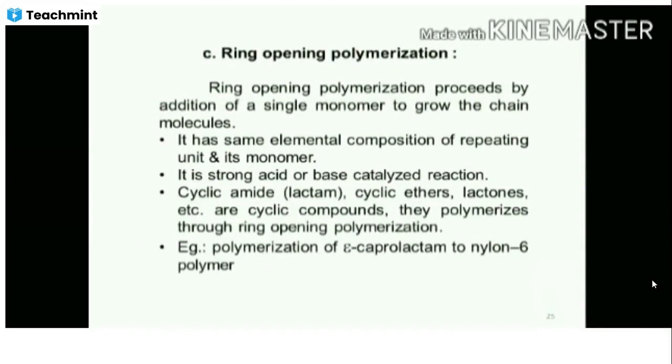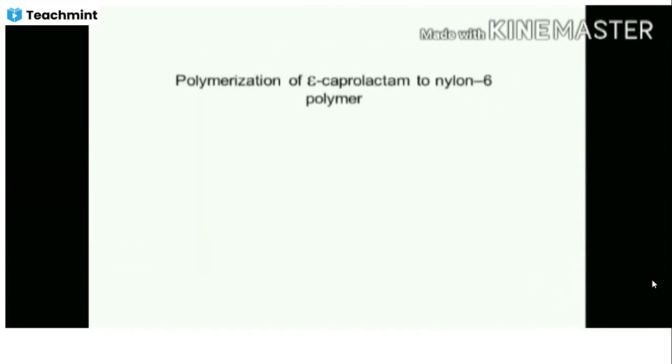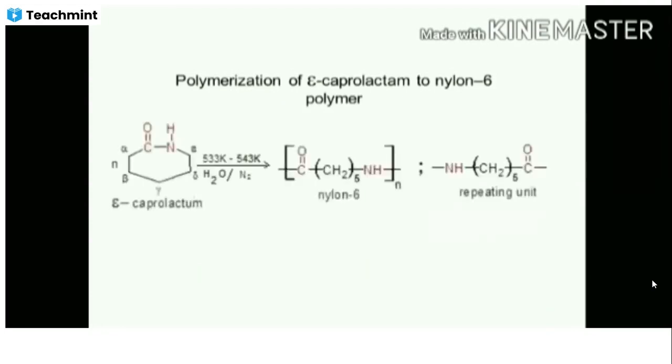Next, polymerization of E-caprolactam to nylon 6 polymer. Here E-caprolactam reacts at temperature 533 Kelvin to 543 Kelvin in presence of water or nitrogen gas. Then nylon 6 polymer is formed, and on the right hand side is the repeating unit of nylon 6.